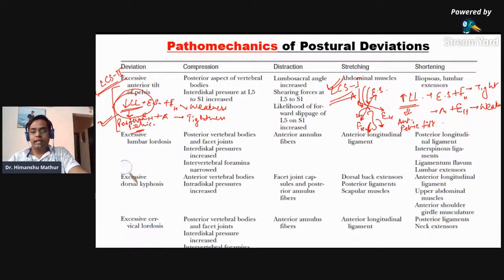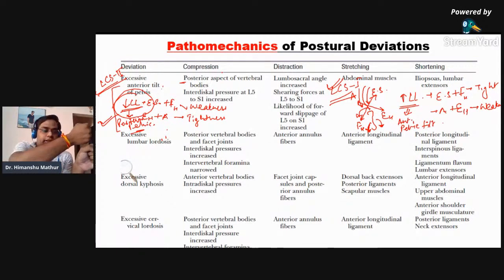Now let us see, they have told us about the compression, distraction, stretching, and shortening of things. Now whenever there is more anterior pelvic tilt or there is increased lumbar lordosis, okay, both of them will occur at the same time. In this case, the posterior aspect of the vertebral body will have compression. There will be more compression on the posterior aspect of the body.